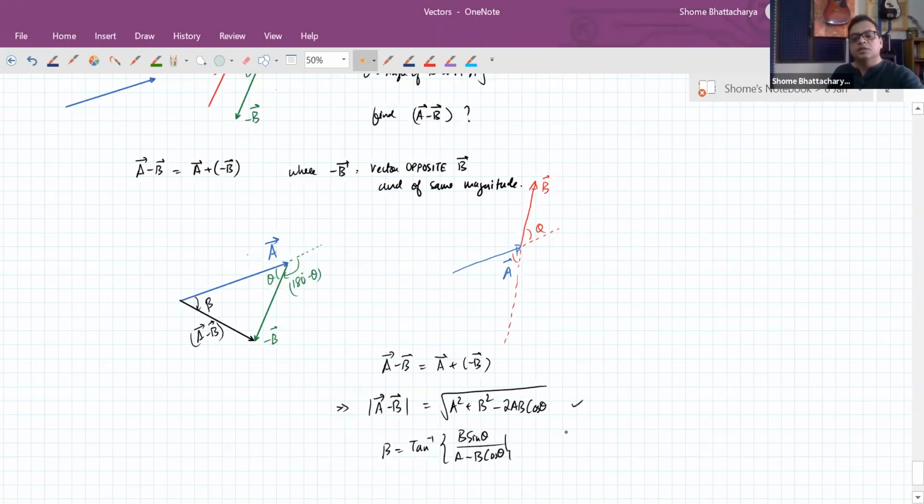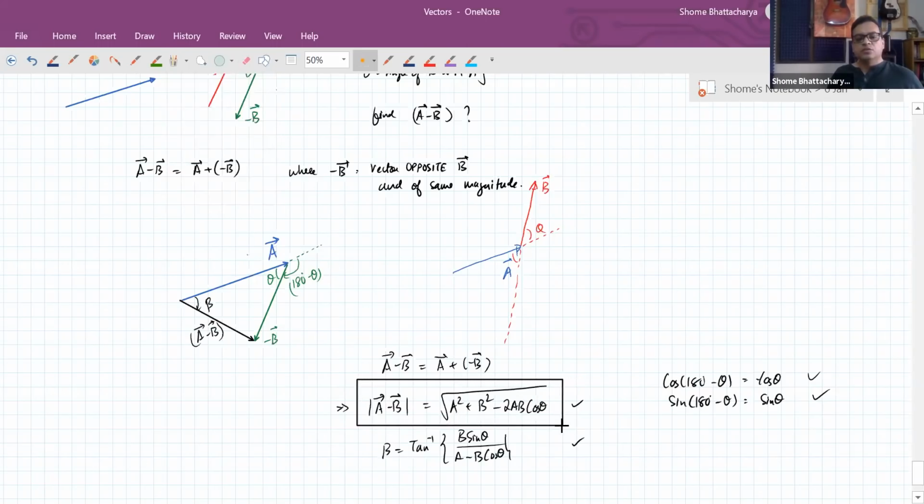So these formulae get modified like this because cos of 180 minus theta is the same thing as minus cos theta, whereas the sine of 180 minus theta is the same thing as sine theta. So that is how these formulae for the application of triangle law for difference of two vectors come about.